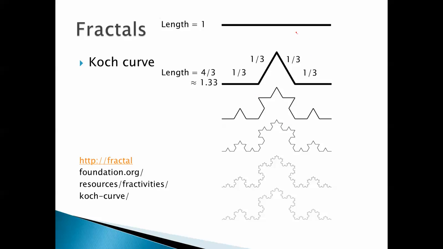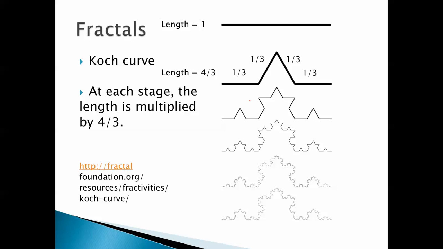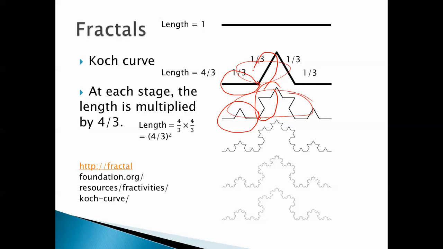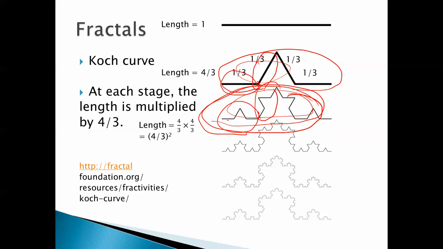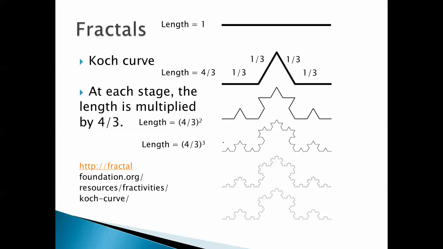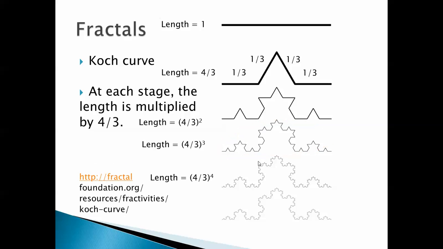So notice that in going from here to here, we multiply the length of the curve by 4/3. At each stage, the length is multiplied by 4/3, for the same reason: this part is 4/3 as long as this part was. So this whole curve at this next stage is going to be 4/3 the length of the curve at the previous stage. So the length of this curve is 4/3 times 4/3, in other words, 4/3 squared. In the same way, this will have length 4/3 cubed. This has length 4/3 to the 4th, and this has length 4/3 to the 5th.